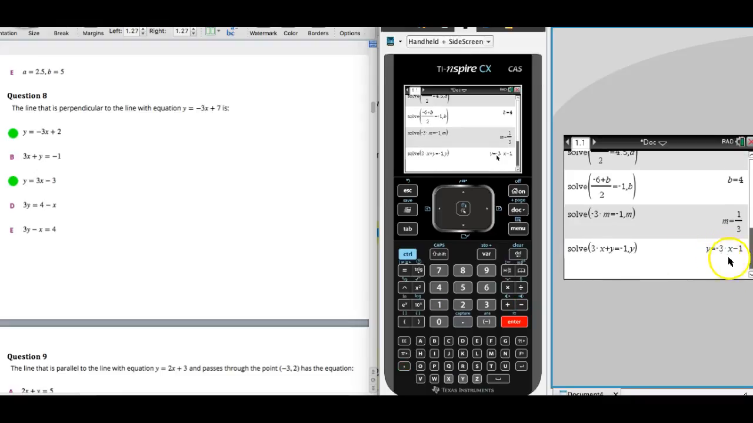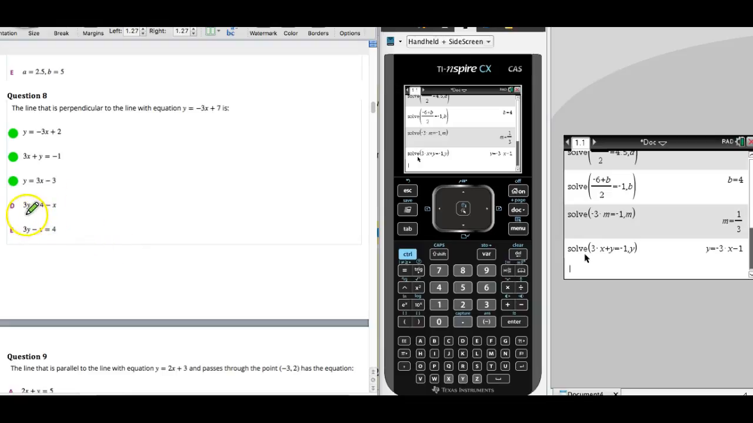And I can see that the gradient of that line is -3, so it's not B. Let's cross that one out too. Now D and E, I'll show you, you don't have to use solve. For some people it's just going to be a lot quicker to not do it.